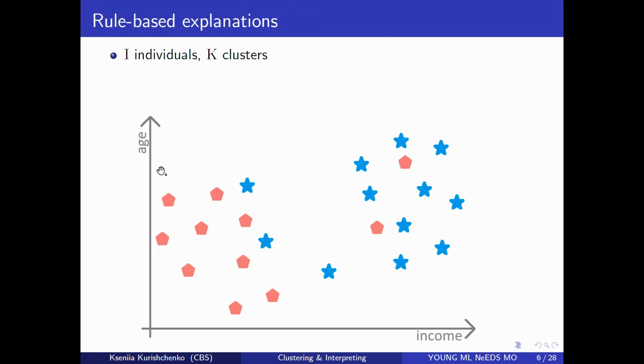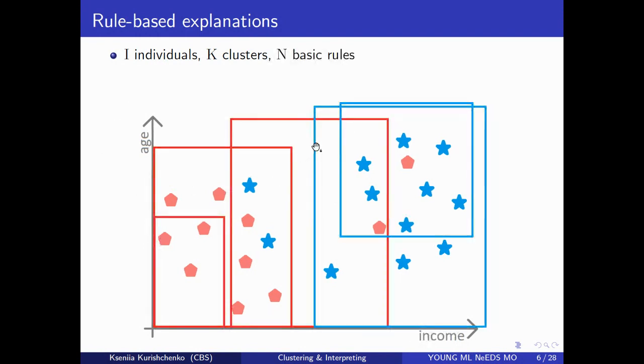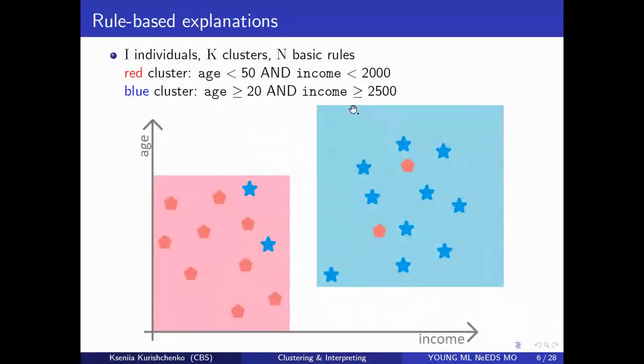In rule-based explanations, we also have clusters, individuals, and also features or characteristics of our individuals, for example, income and age. And instead of having a set of prototypes, we have a set of basic rules, such as, for example, age less than 50 or income more than 2000. And the model has to combine them into explanations which are combinations of our basic explanations. And now our red cluster is explained by this explanation and the blue cluster is explained by this explanation.